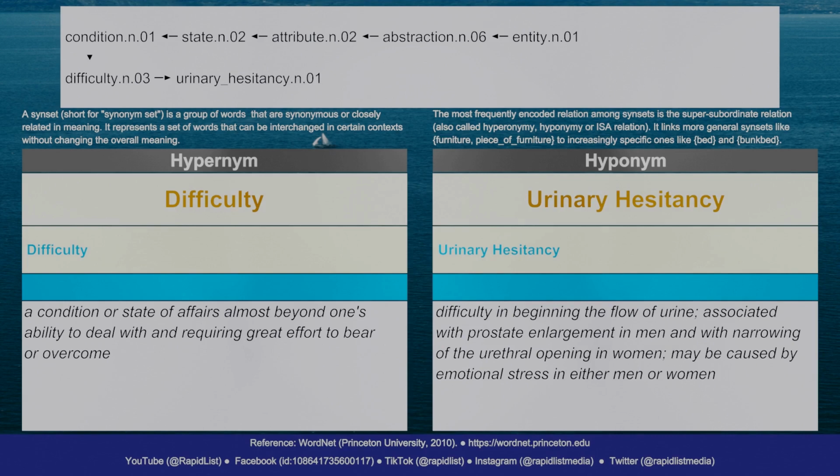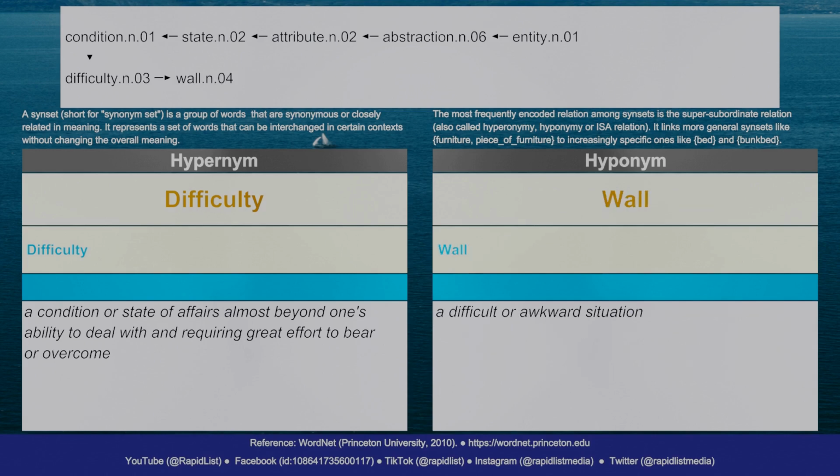Urinary hesitancy. Difficulty in beginning the flow of urine, associated with prostate enlargement in men and with narrowing of the urethral opening in women. May be caused by emotional stress in either men or women. Wall. A difficult or awkward situation. Competition was pushing them to the wall.